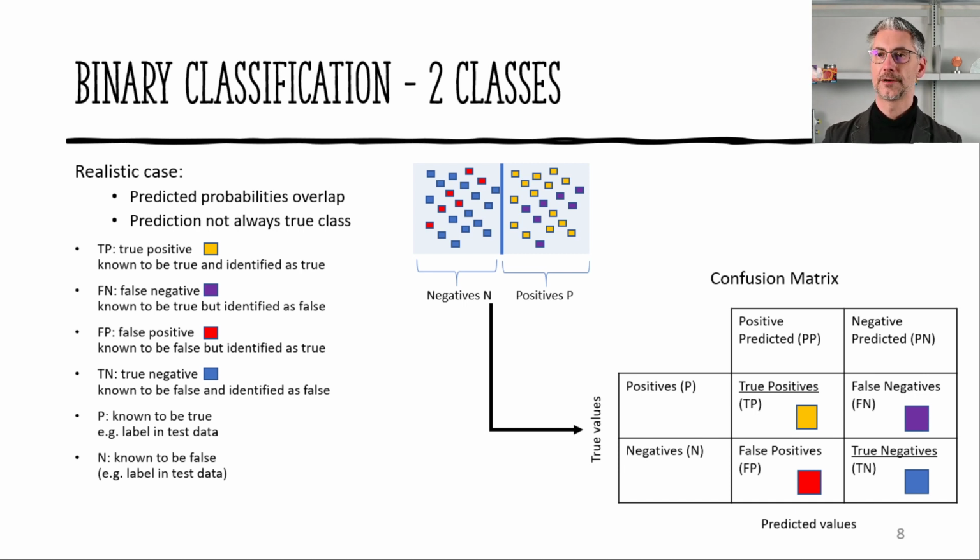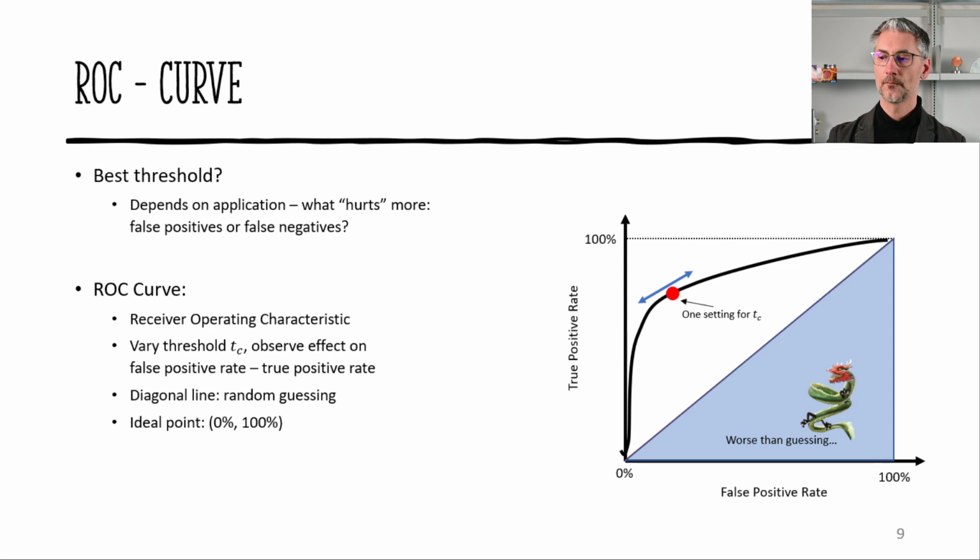And one way to classify how often we make these kinds of mistakes is to look at the confusion matrix. So on one axis we have the prediction, and on the other axis we have the true labels. And then ideally we want our results to be on the diagonal, like the true positives and the true negatives, and the off-diagonal elements should be as small as possible.